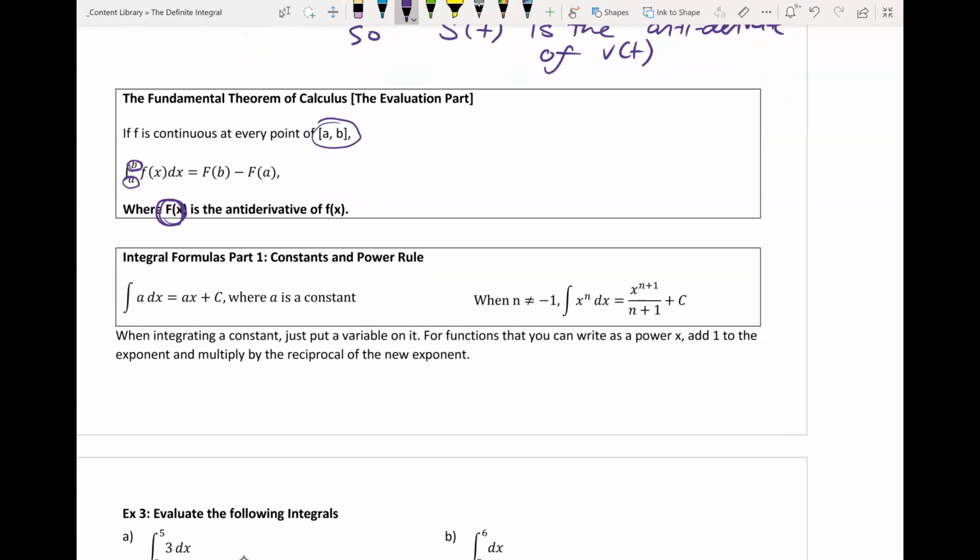Here are some following rules. So we know that when we take the derivative of a constant, it's going to be 0. If we take the antiderivative of a constant, we're going to get x, because if I took the derivative of, let's say, 2x, I know that this derivative is just going to be 2. So backwards, the antiderivative of 2 is going to be 2x.